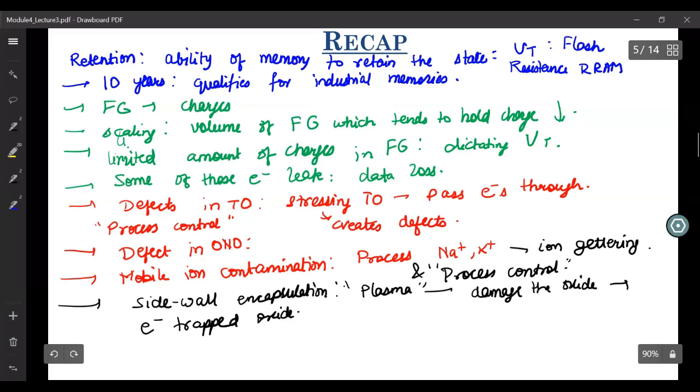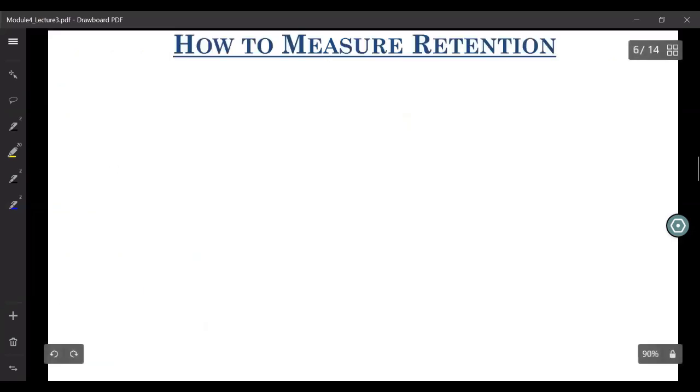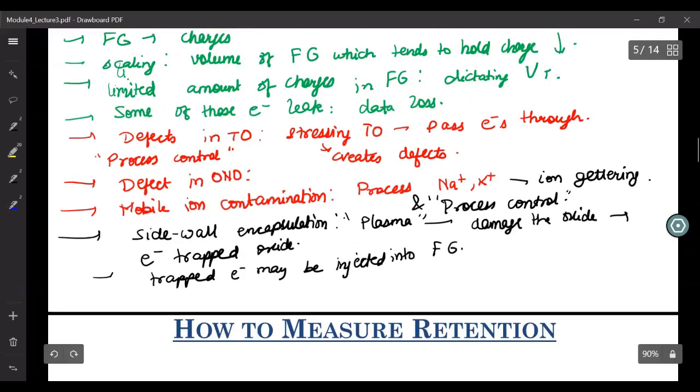Later, with time or as you increase the temperature, what may happen is these trapped electrons may be injected into your floating gate. Even electron injection into the floating gate is problematic because it can change your data. So either way, either the charge is being leaked or the charge is being injected. Both are problems for this data.